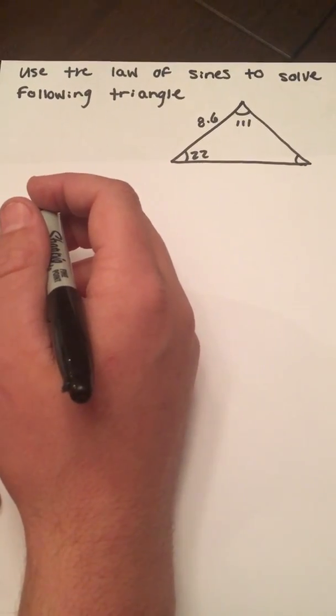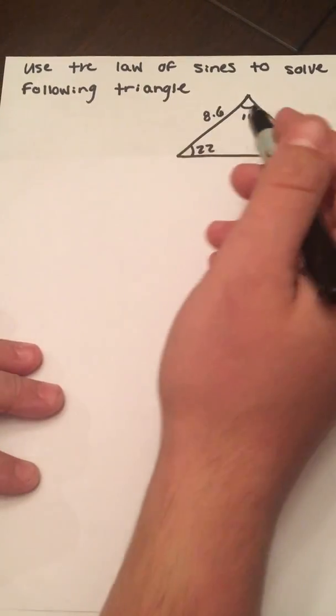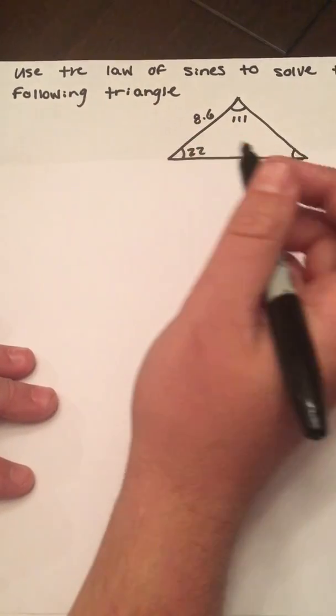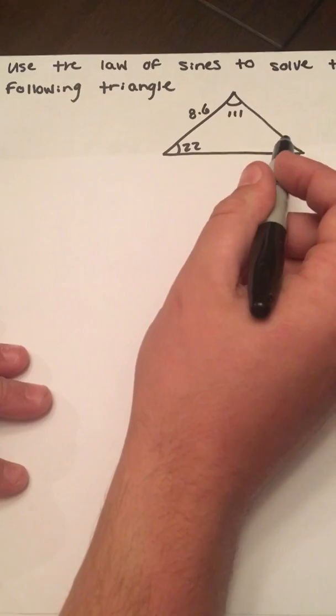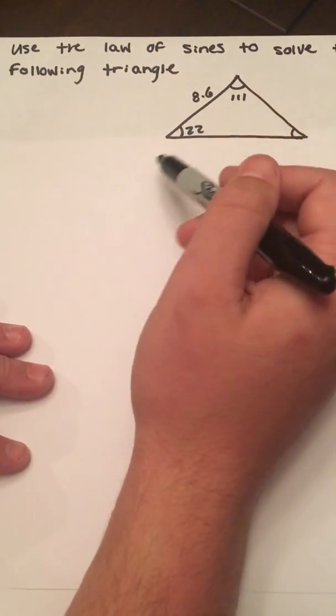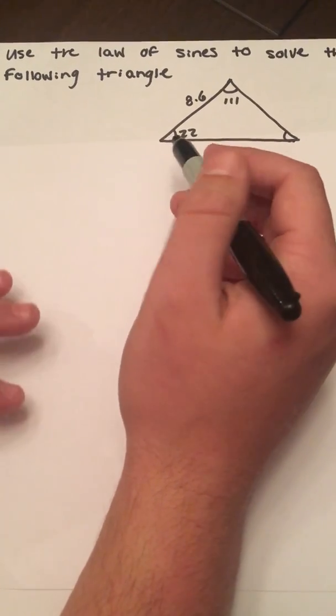Today we are going to be using the law of sines to solve the following triangle. The triangle given gives us two angles and one side. So to start off, we're going to have to find the third angle inside of the triangle. And if you recall, the three angles added up inside of a triangle equals 180 degrees.